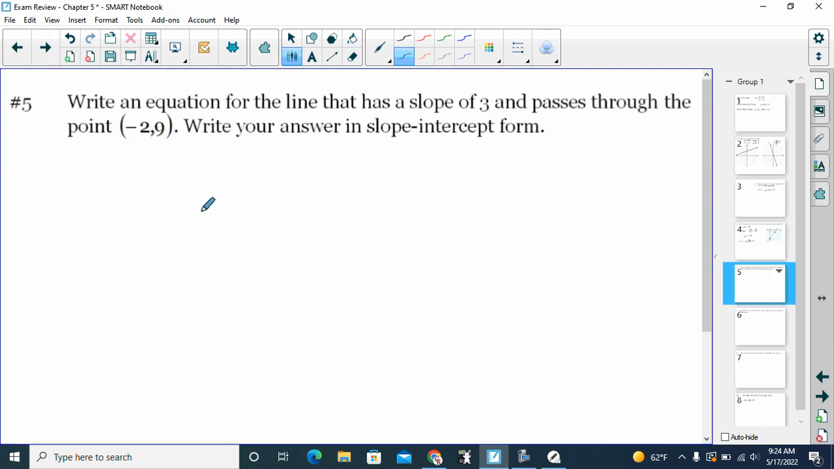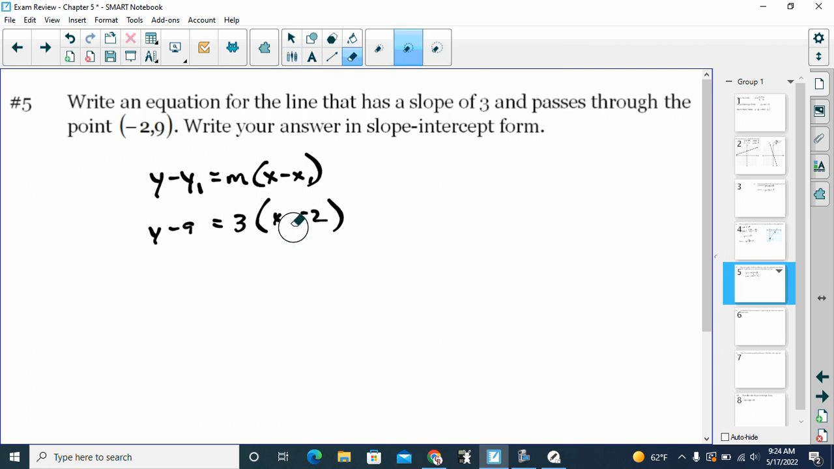So that's the first thing I'm going to write down, our point-slope form. y minus y1 equals m times x minus x1. m is slope, so I'm putting 3 in for my slope. And x1, y1 are the x and y values of the point. So this is x minus -2, and this side's going to say y minus 9. Minus minus next to each other, we can change that to a plus. And we have an equation of the line.